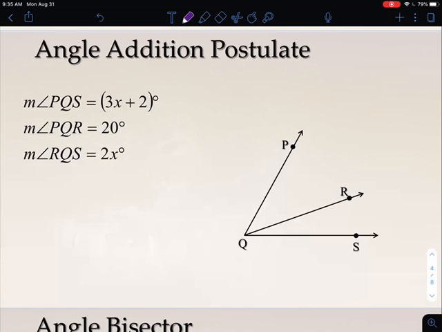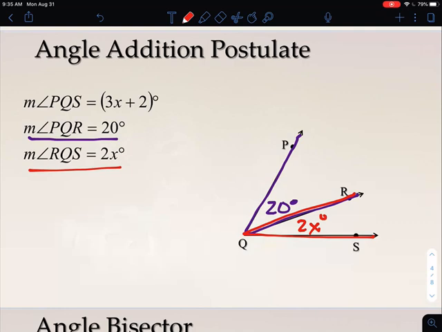Other times we might have to do a little bit of solving an equation. So when we're looking at this type of problem here, again, the big thing is making sure we label the picture correctly. So I might start with the one little angle, PQR. PQR has a measure of 20 degrees. It also tells me that RQS, so if I trace R to Q to S, has a measure of 2x degrees.